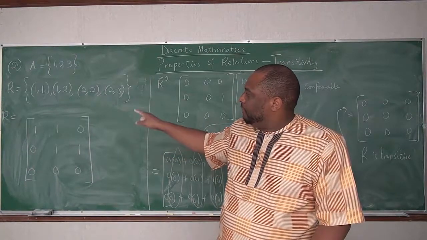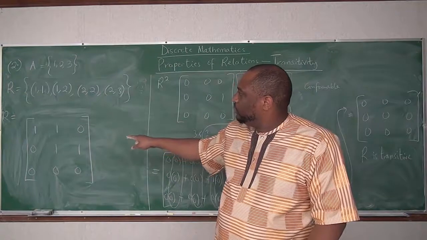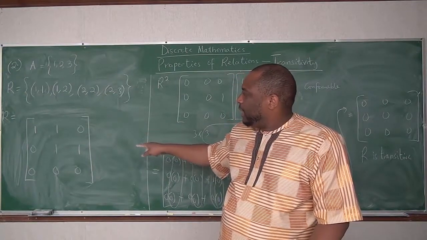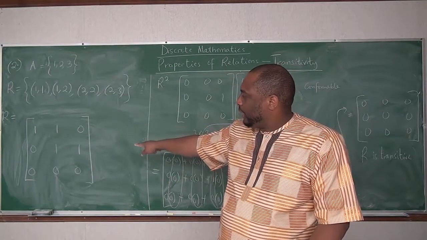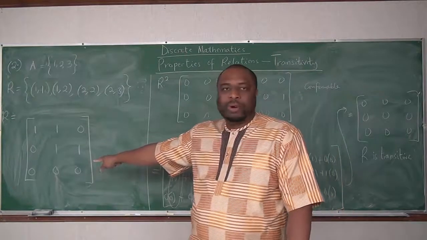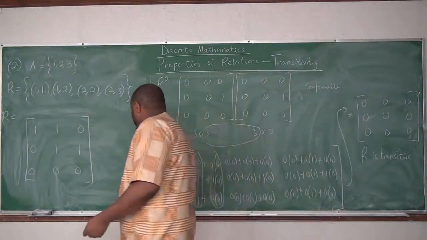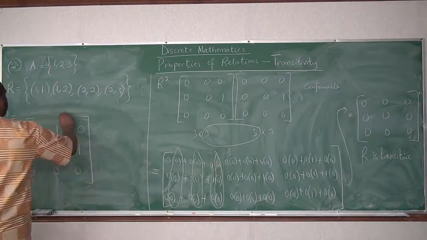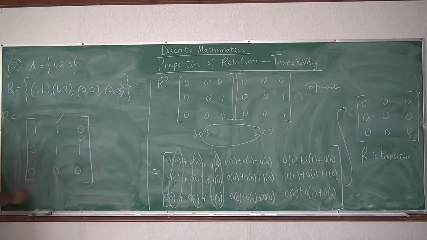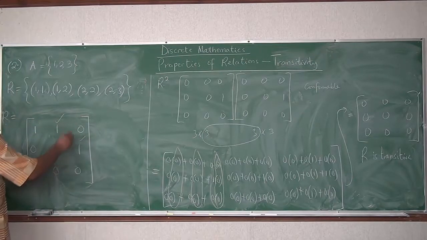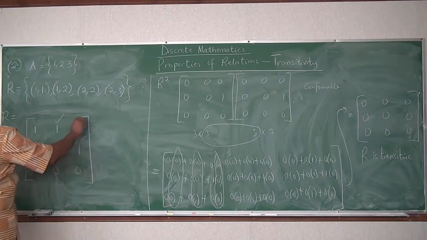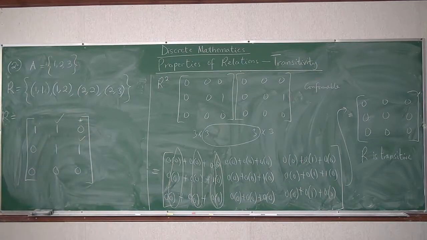If I have 1, 2 and 2, 3, but I don't have 1, 3. I have 1, 2, I have 2, 3, but I don't have 1, 3. Here, I don't have 1, 3. Then that is inspection.